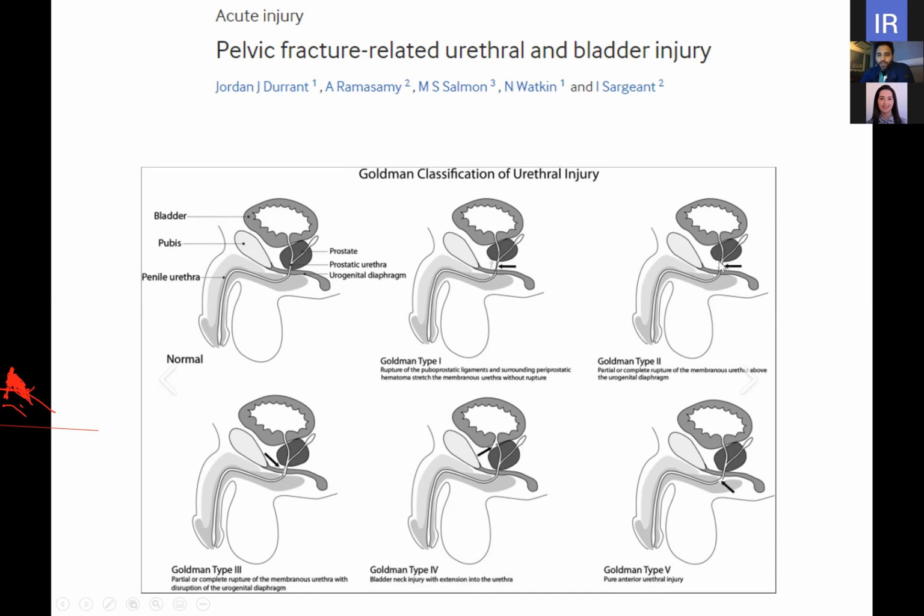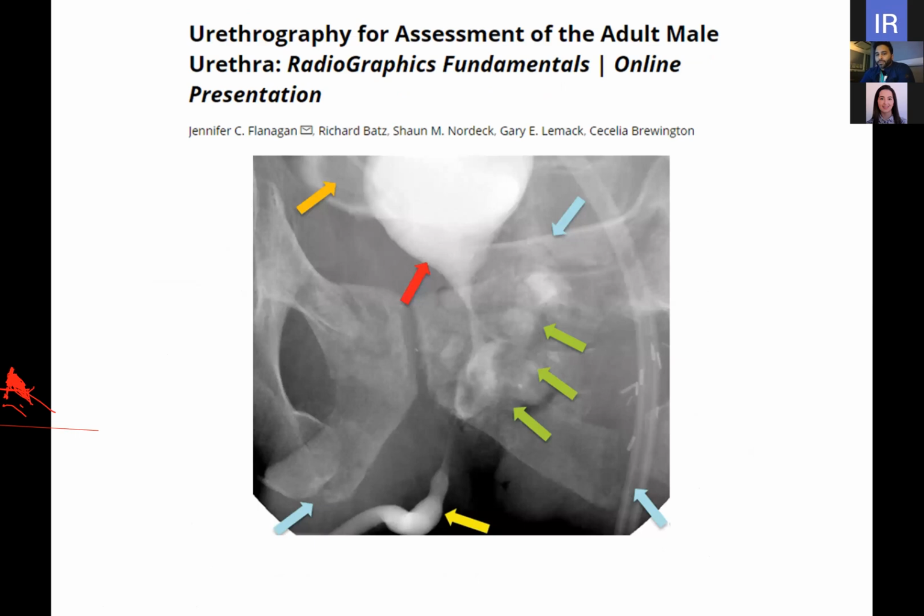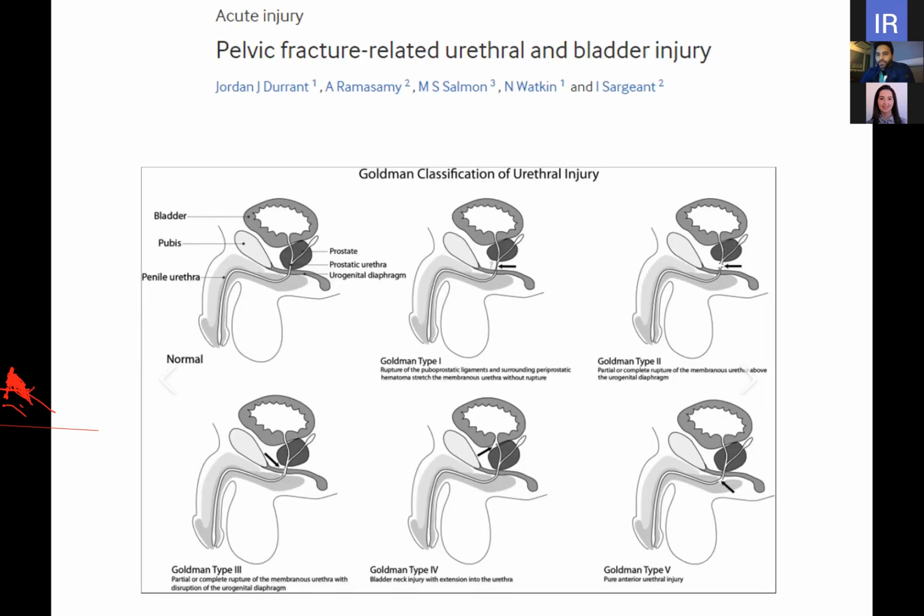In grade 2, you've got rupture of the membranous urethra. And this is actually an example of grade 2. So you've got leak of contrast all above the urogenital diaphragm. Grade 3, you've got disruption of the membranous urethra, but also disruption of the urogenital diaphragm. So to try and differentiate between these two, type 1 and type 3, is quite challenging, and certainly involves experienced eyes to determine the two.